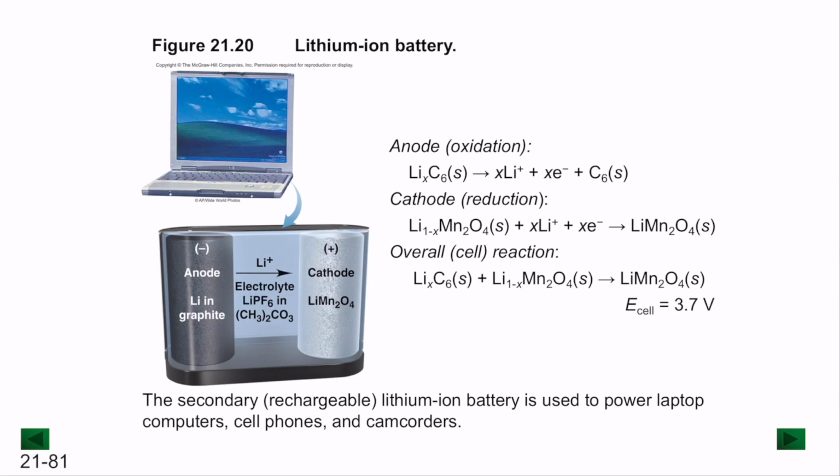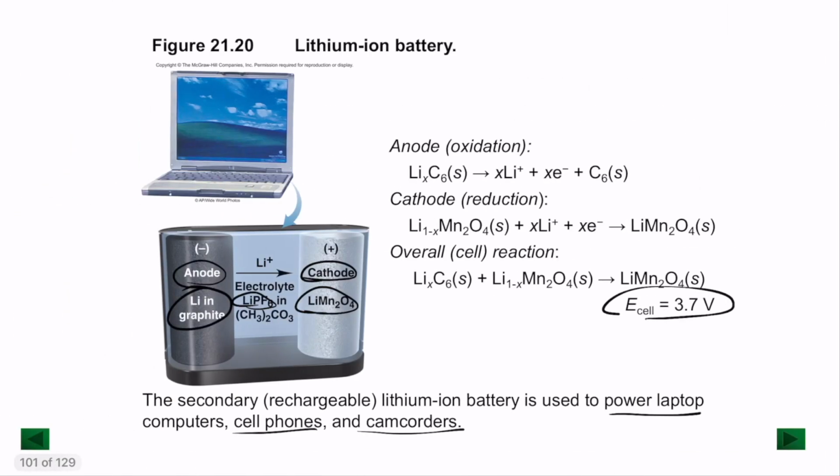Next, you have a lithium ion battery. A lithium ion battery uses the same principle of a concentration cell, resulting in one side you have the lithium in graphite acting as the anode, and lithium manganese oxide acting as the cathode, with an electrolyte of lithium phosphorus fluoride in dimethyl carbonate solution. This is generally used to power laptops, cell phones, and camcorders.